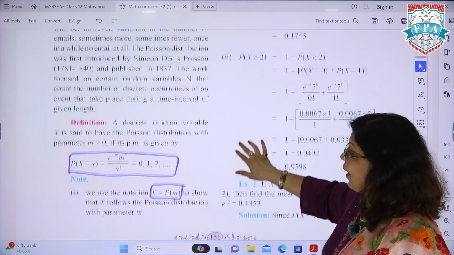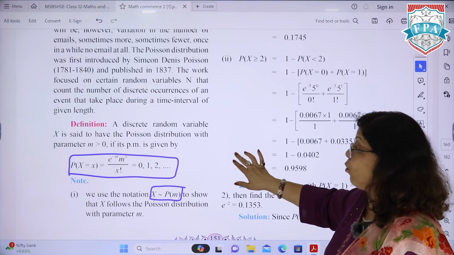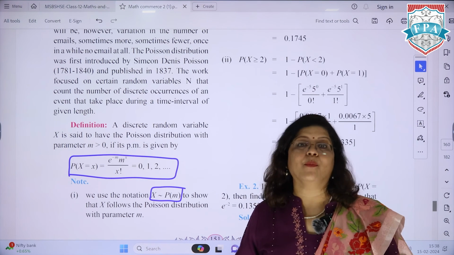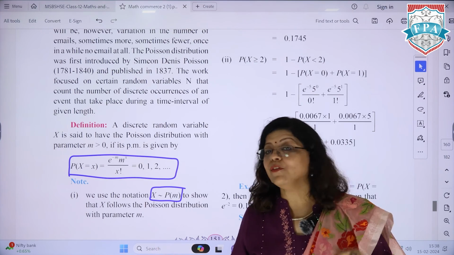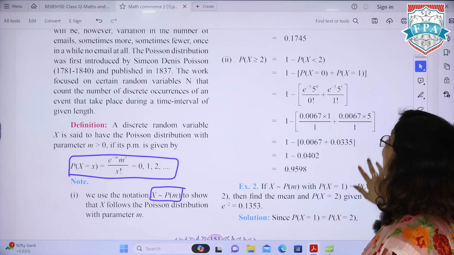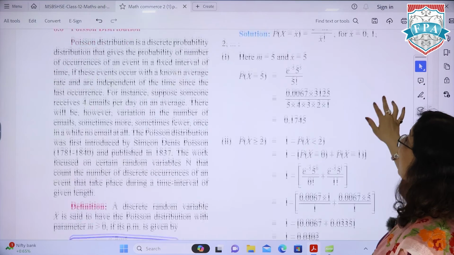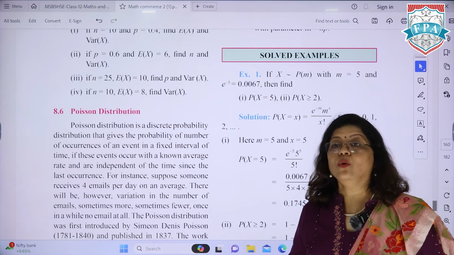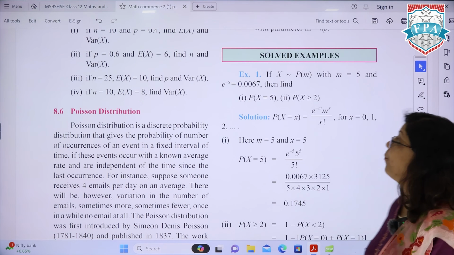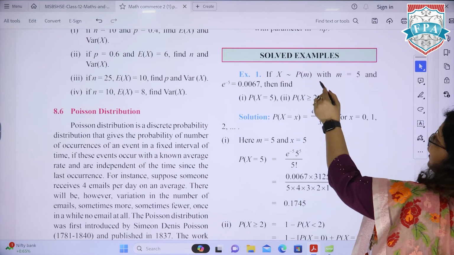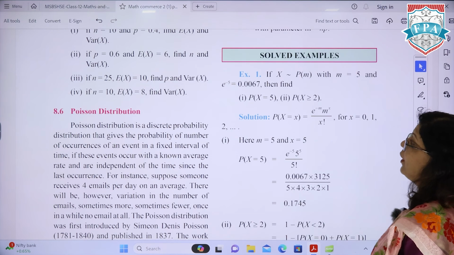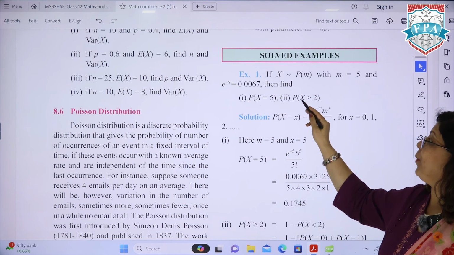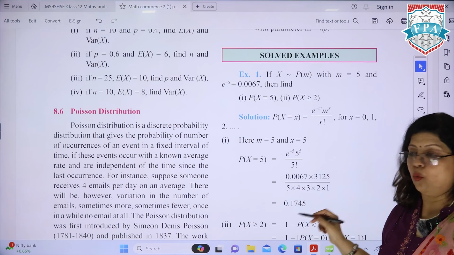So when we have the value of this, now the question comes sometimes, okay, how will we calculate e to the power of minus m? So don't worry, the board is considerate enough to give you the value of that e to the power of minus m. And in fact, in that manner, it becomes very easy for you also to know what is the m in the question. So here directly given m is equal to 5, e to the power minus 5 is given to you, P(x) is equal to 5 or P(x) greater than or equal to 2.